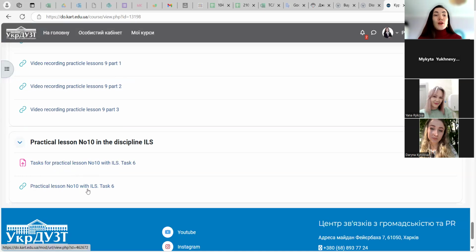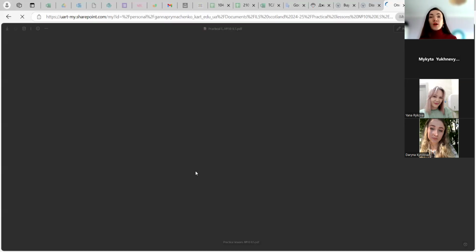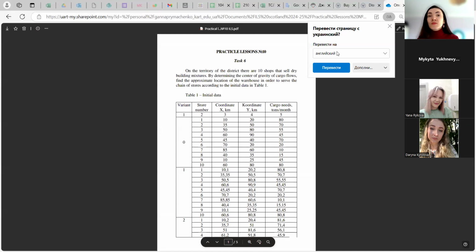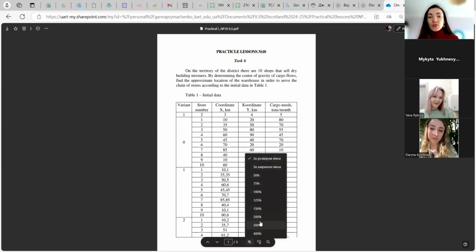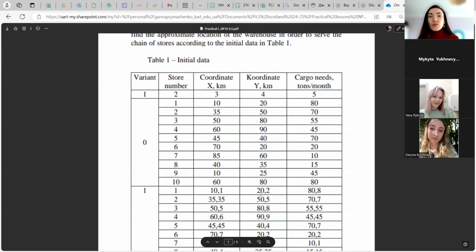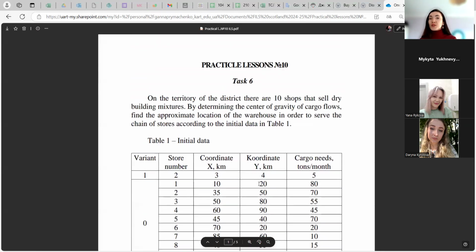Okay, and today we have our next task number 6. I open it for you, and we can use this file today. Okay, we edit it, or maybe it is okay. So please write on your paper or in your electronic document that it is practical lesson number 11, or 10 if you want, and task number 6.